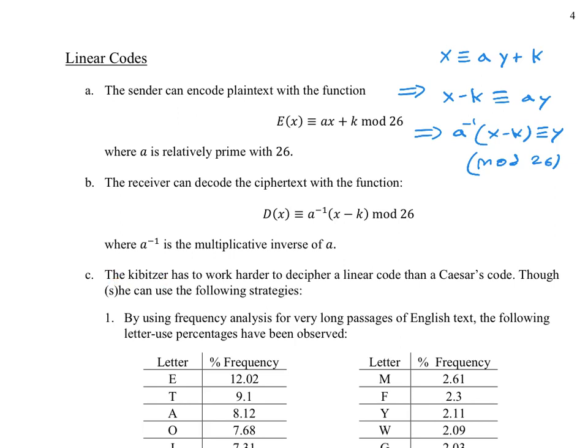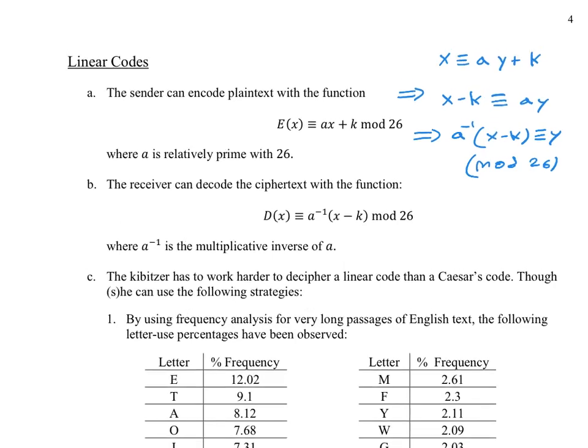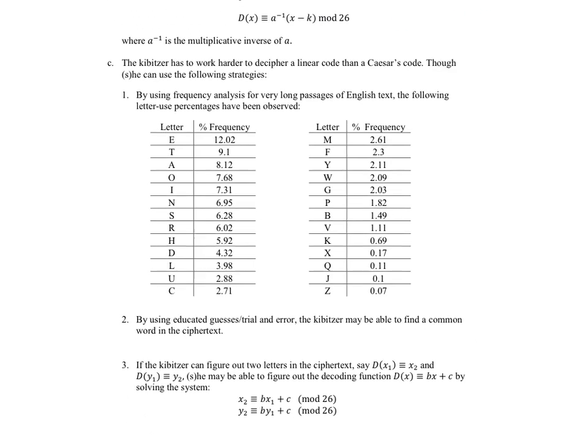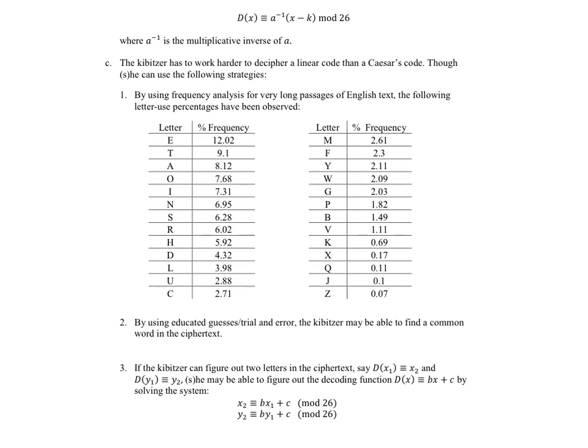Now it is possible to attack the linear code as well. It's a little bit more challenging than the Caesar's code that we looked at before, but there are some strategies that the kibitzer could use, and these strategies could be done by hand. Of course, it speeds things up with the computer, but you don't necessarily need it. So the first thing that the kibitzer could do is say, oh, well, in the English language, there's a frequency analysis. Some letters appear more often than others. In fact, the letter E appears most often. 12% of the letters in regular English come out as the letter E. T is the second most common at 9%, and then all the way down to Z is the least common at like 0.07%.